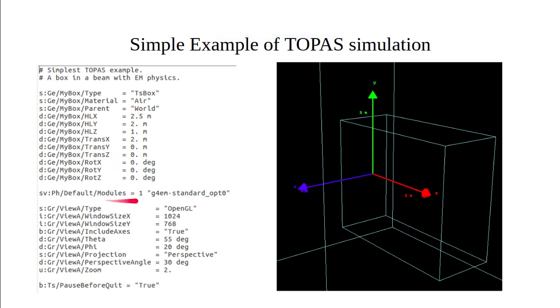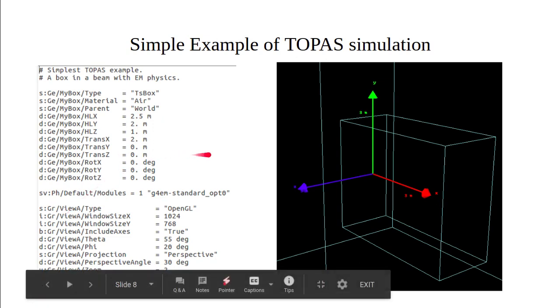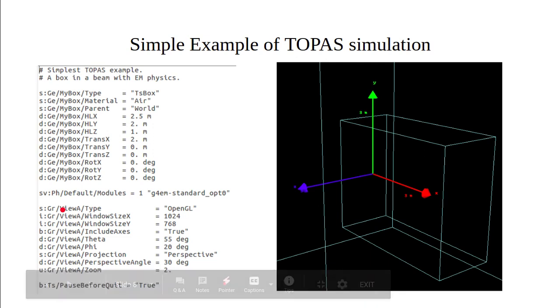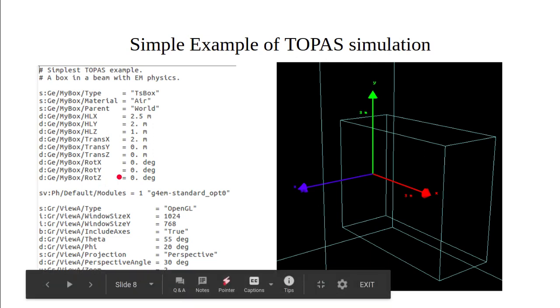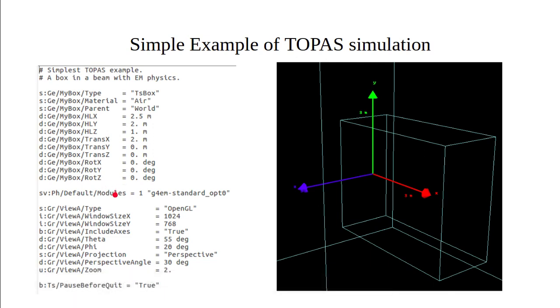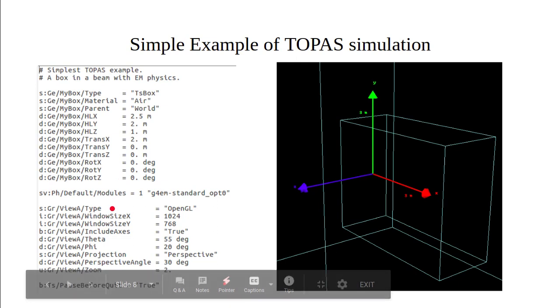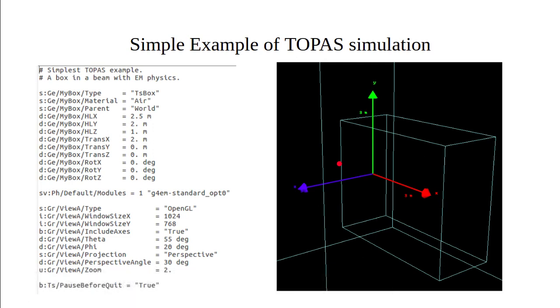After the physics parameter, there is a parameter for the graphical user interface. It starts with GR, and then you can name whatever you want. Like I put the name view A, you can put view B, view C, view D, or whatever you want. Then here you also define the type, the window X, Y, whether to include axes or not, how you want to rotate the view, which is decided by theta and phi, and whether you want to provide projection, perspective angle, zoom or not.